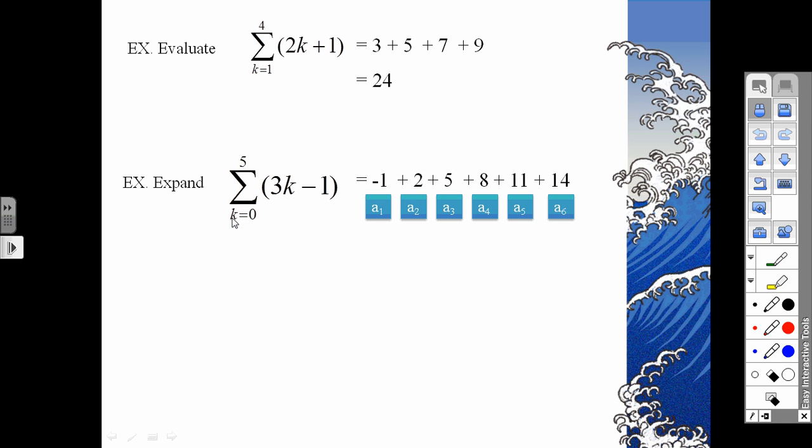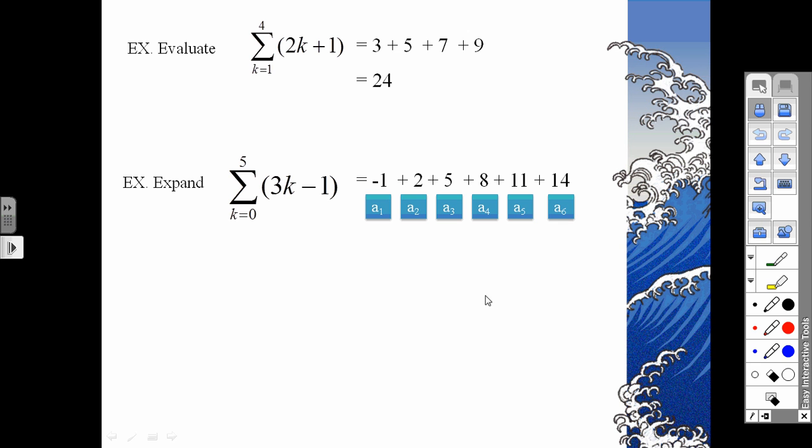And, what if I had said k was equal to 3 all the way up to 5? So, that's going to start you off at a different term. That's going to start you off right here all the way up to 5. So then there's only 3 terms instead of the 6 that we see here.